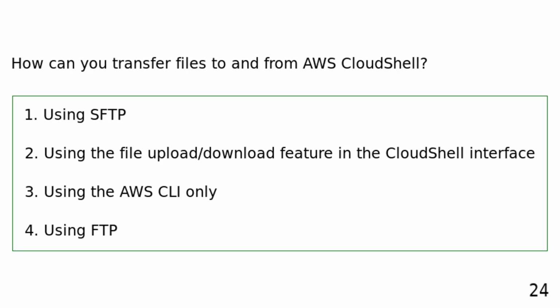How can you transfer files to and from AWS CloudShell? Using SFTP. Using the file upload/download feature in the CloudShell interface. Using the AWS CLI only. Using FTP.